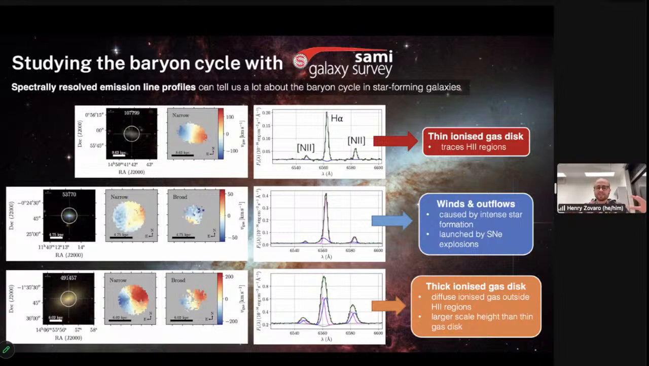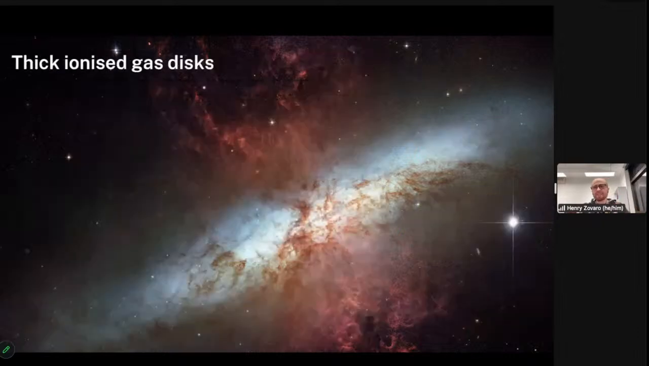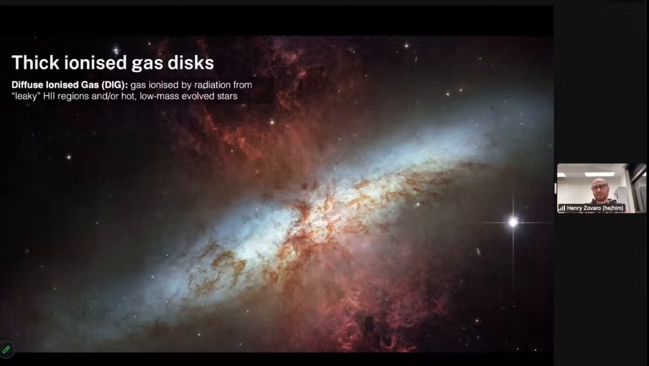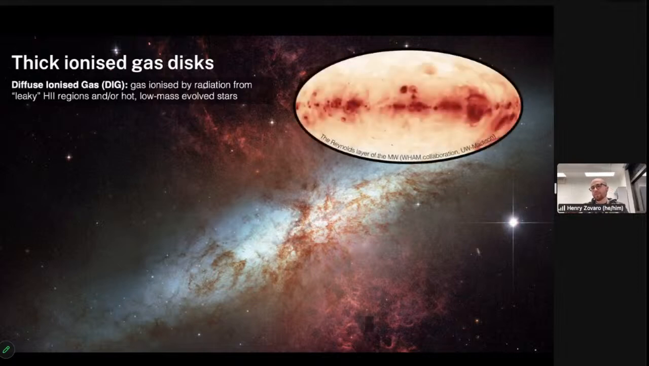And typically, thick ionized gas disks have a large scale height that is much higher than that of the thin disk. To go into that in a little more detail, diffuse ionized gas and thick ionized gas disks mean the same thing, so you can imagine that they're interchangeable. This broadly refers to gas that is ionized by radiation from either leaky HII regions or by hot low-mass evolved stars. It was first discovered in our own Milky Way, where it's called the Reynolds layer, and it's present as this tenuous H-alpha diffuse background that sits on top of everything else.